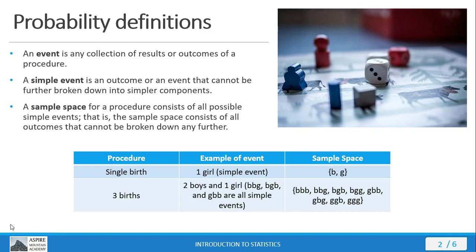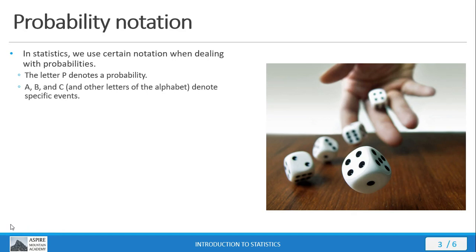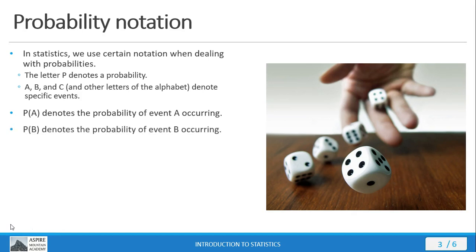There's some specific notation that we use in statistics when dealing with probabilities. First of all, we're going to use the capital letter P to denote a probability. Then we're going to use letters of the alphabet, starting with A, B, C, to denote individual, distinct, specific events. Therefore, P of A denotes the probability of event A occurring. We would read this as the probability of A, or the probability that A occurs. Likewise, P of B denotes the probability of event B occurring. We would read this as the probability of B, or the probability that B occurs.